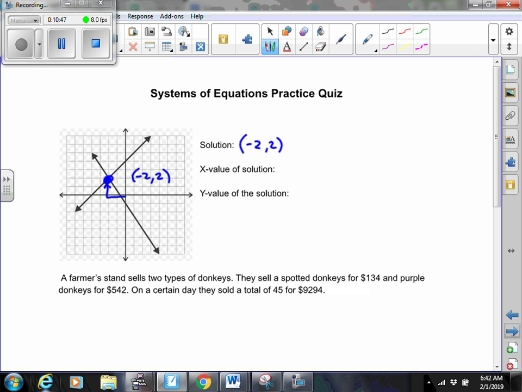But the words could have said find the x value of the solution. Well, that's just -2. And that would mean you completely didn't understand it if you wrote the actual solution -2, 2. I could have asked for the y value of the solution. Well, that's just the answer of 2.